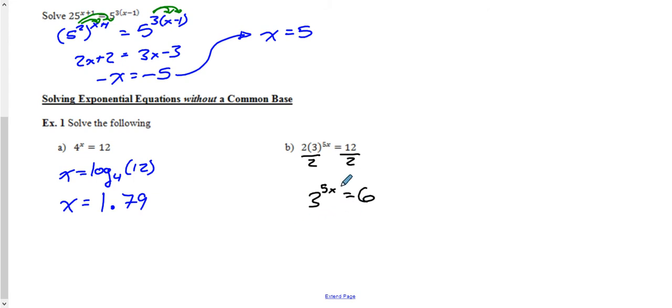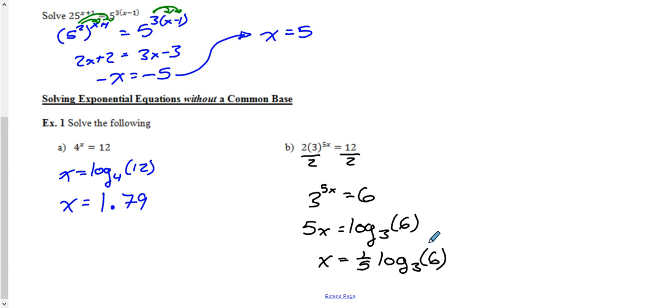And from here, I'm going to change it to logarithmic. So the way I do that is I'm going to switch this to become 5x equals log base 3 of 6. And of course, if we want to get x by itself, I'm going to divide both sides by 5, which is the same thing as multiplying by 1/5. So I have 1/5 log base 3 of 6. And whatever this works out to be, that should be my answer.